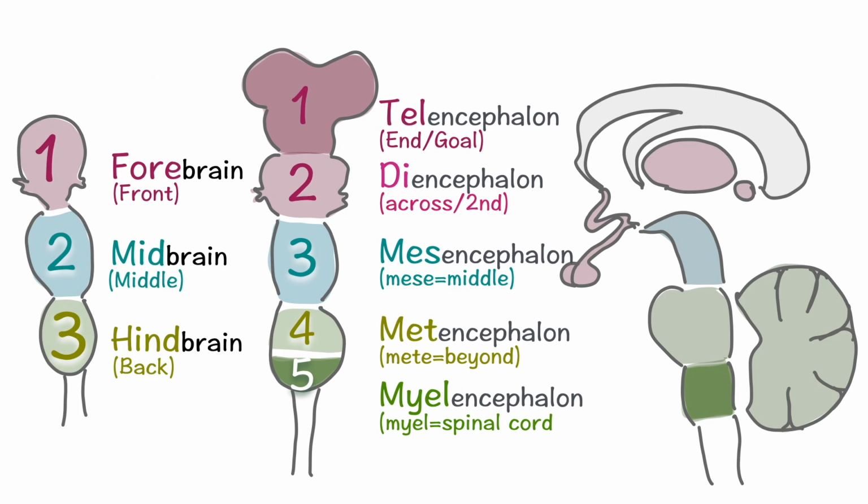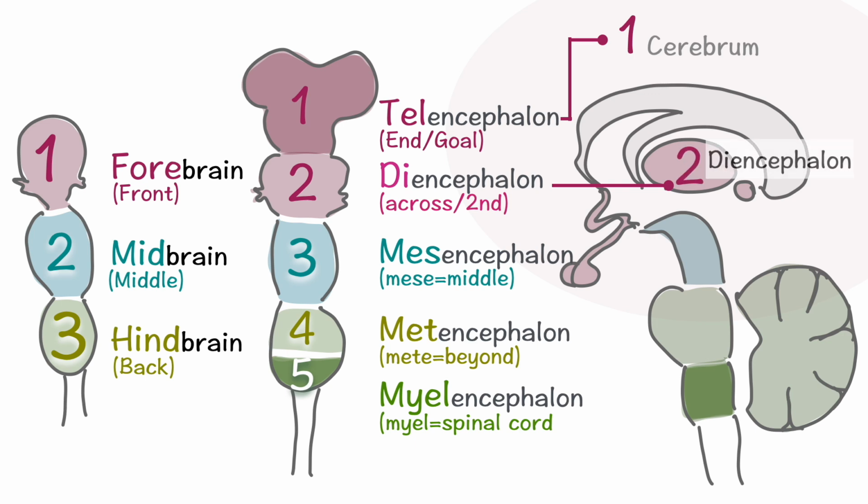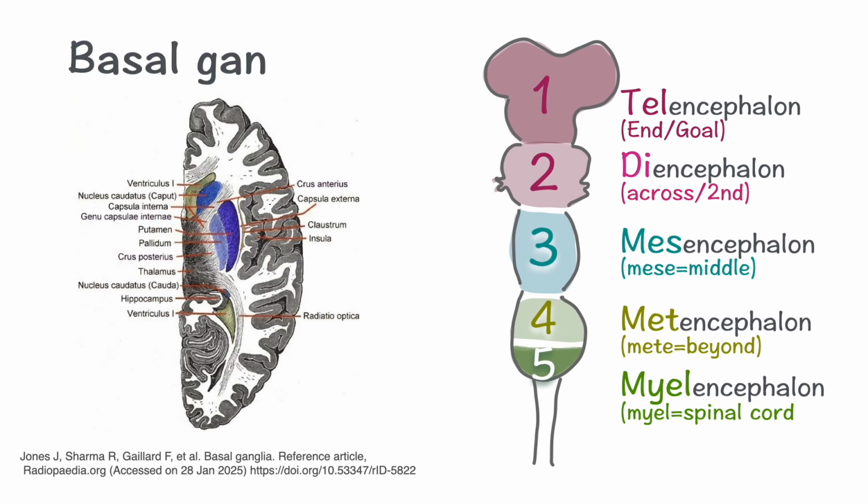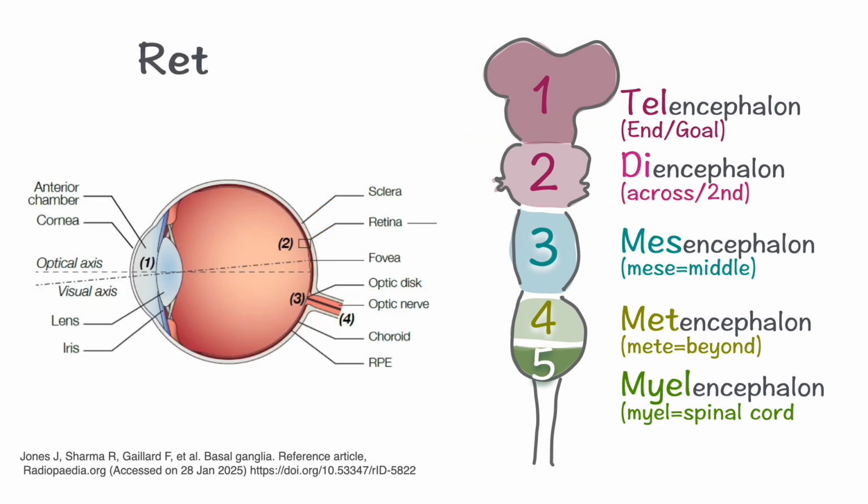So, telencephalon, cerebrum, diencephalon, thalamus, hypothalamus, pineal gland, mesencephalon, midbrain, metencephalon, pons, myelencephalon, medulla. The cerebellum is derived from the metencephalon. Now, here's the final question. What is the basal ganglia derived from? The telencephalon. How about the retina? Diencephalon.